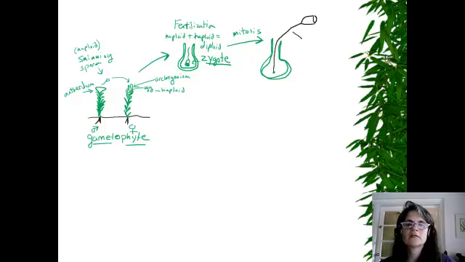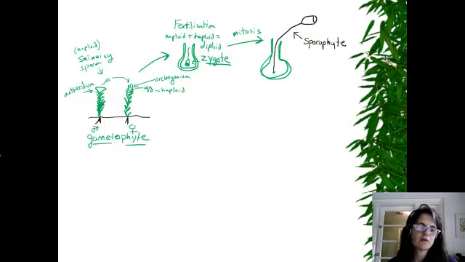This organism is the grown offspring, and he is called a sporophyte. And I'm wondering if you can guess why. The gamete plants were called gametophytes because they made gametes.